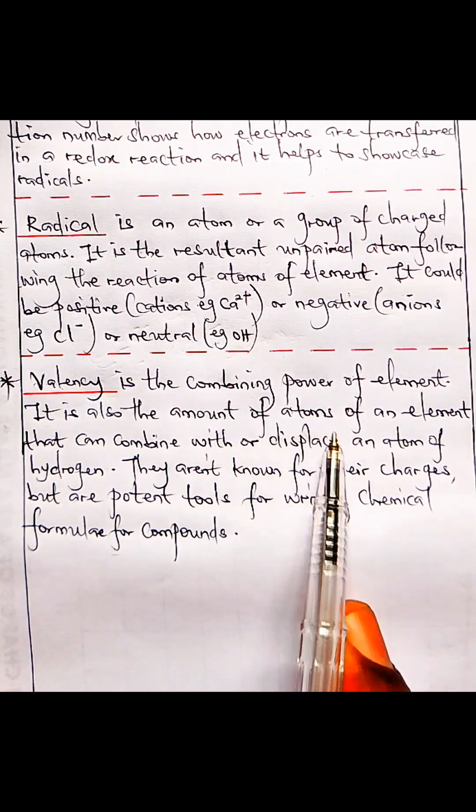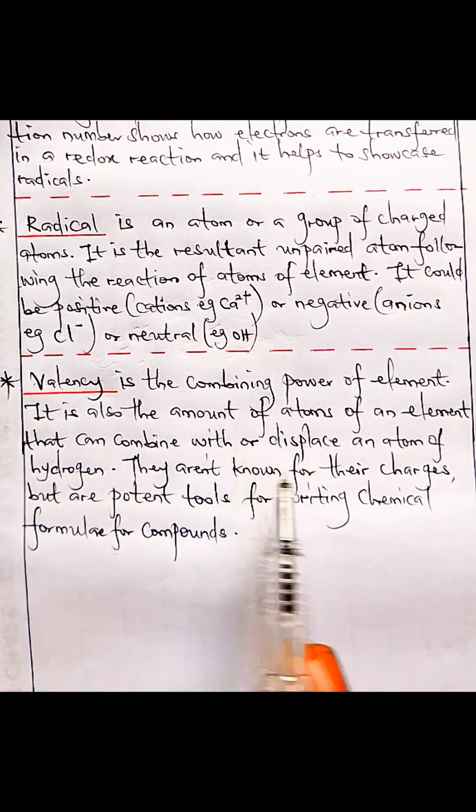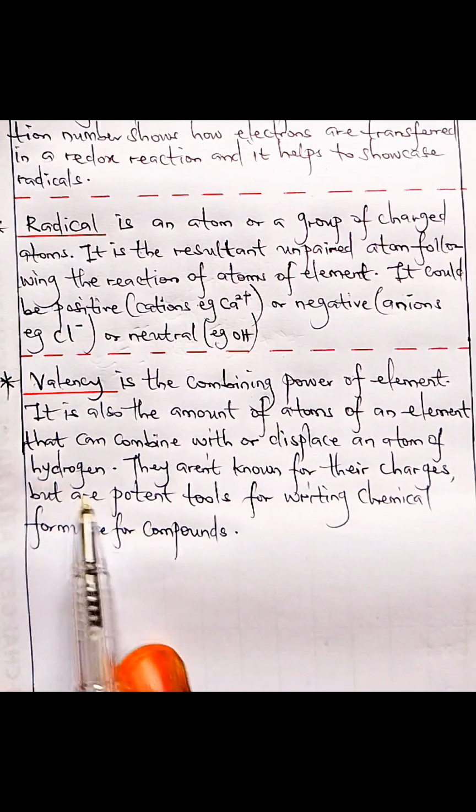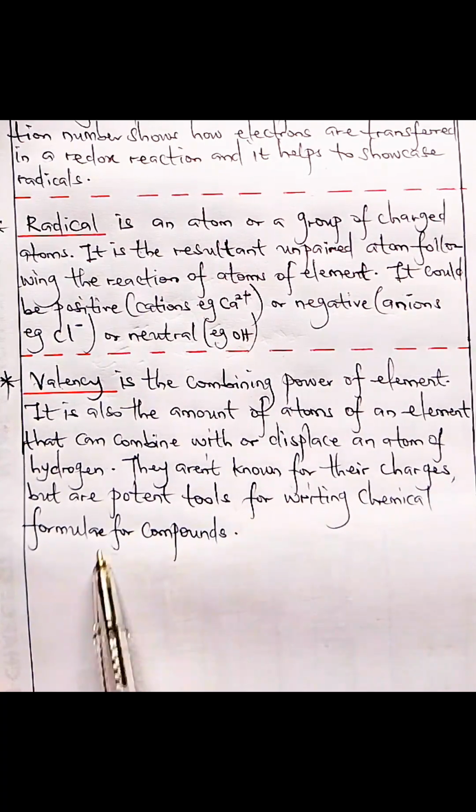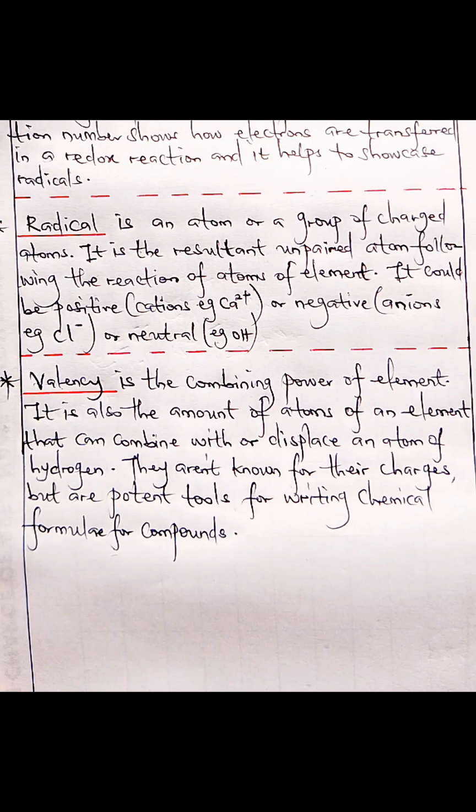Valency is the amount of atoms of an element that can combine with or displace an atom of hydrogen. Valencies aren't known for their charges, but they are very powerful tools for writing the chemical formulas for various compounds. Without valency, there's no way we can write chemical formulas for various compounds.